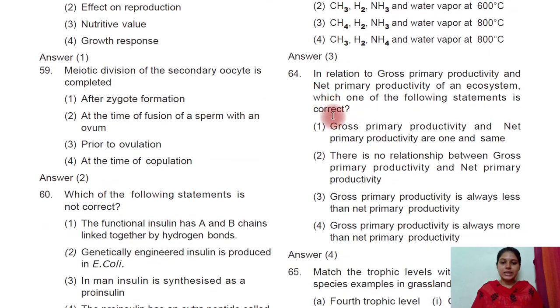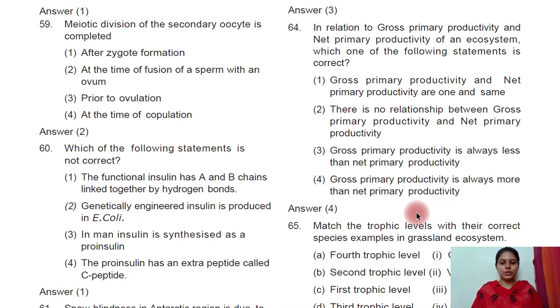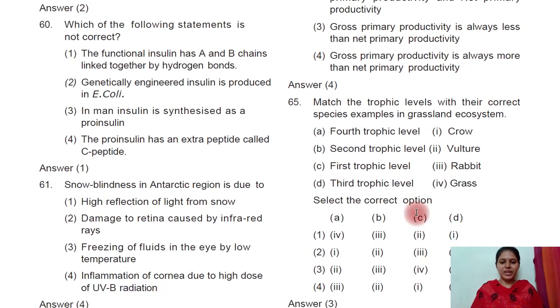Next, in relation to gross primary productivity and net primary productivity of an ecosystem, which one of the following statements is correct? So here we know that gross primary productivity is always more than the net. So net is always lesser than the gross. So this is a direct question. This is a very simple question, friends.